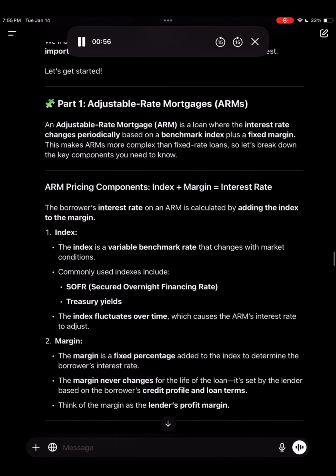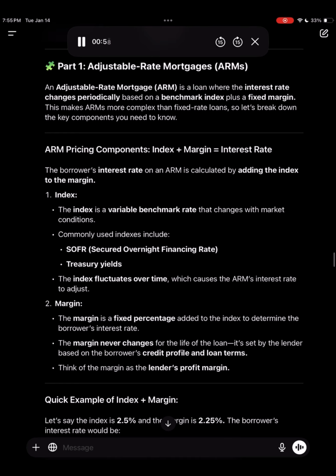Part 1, Adjustable Rate Mortgages. An adjustable rate mortgage is a loan where the interest rate changes periodically based on a benchmark index plus a fixed margin. This makes ARMs more complex than fixed-rate loans. So let's break down the key components you need to know.